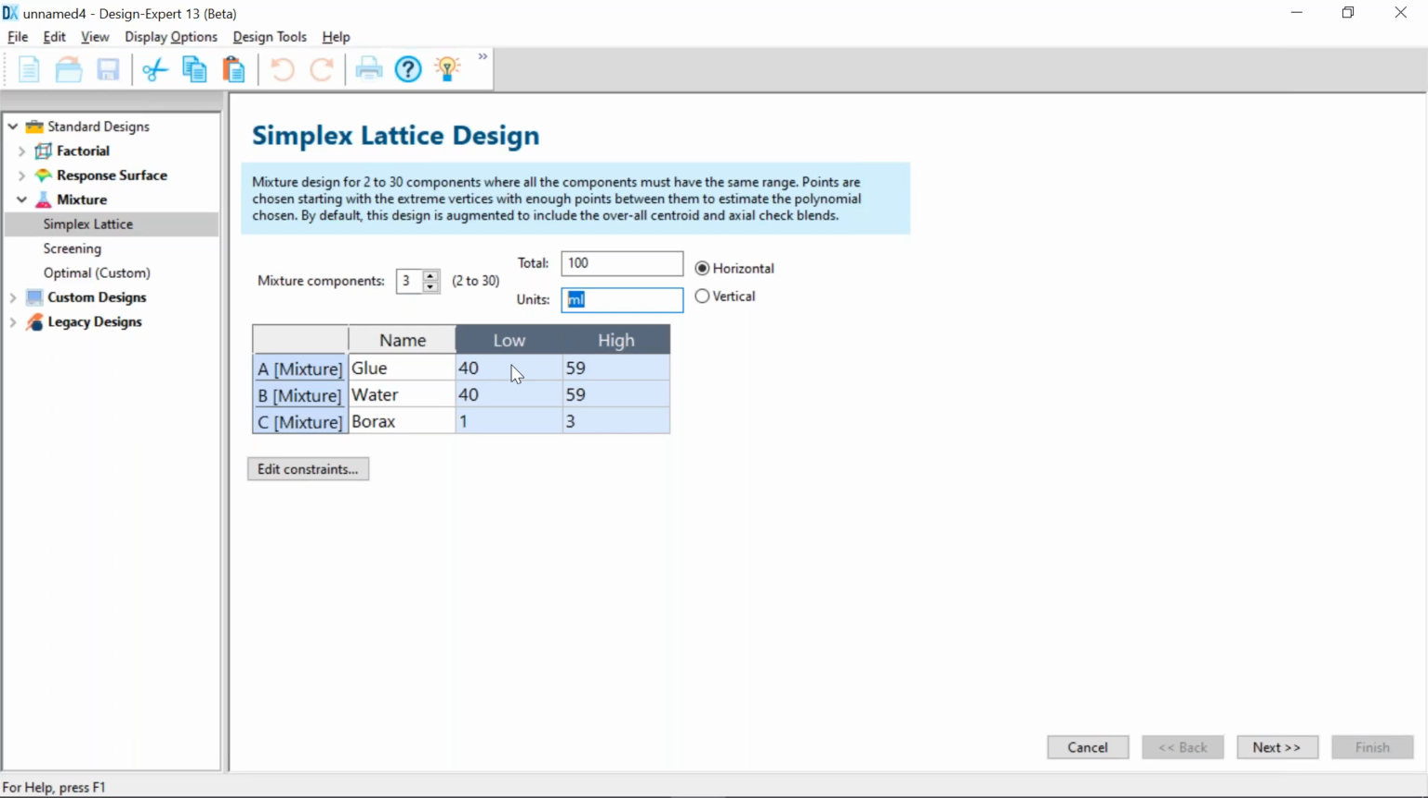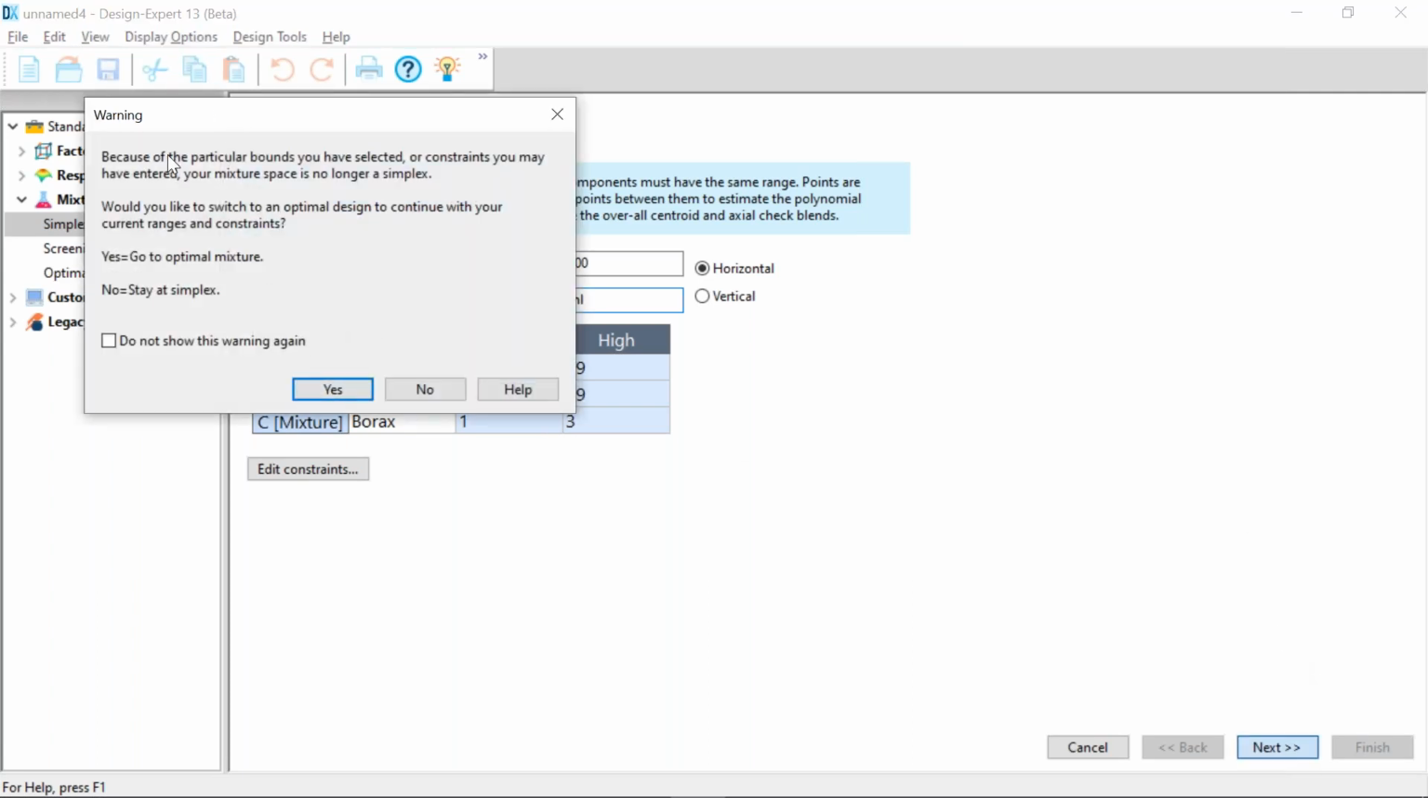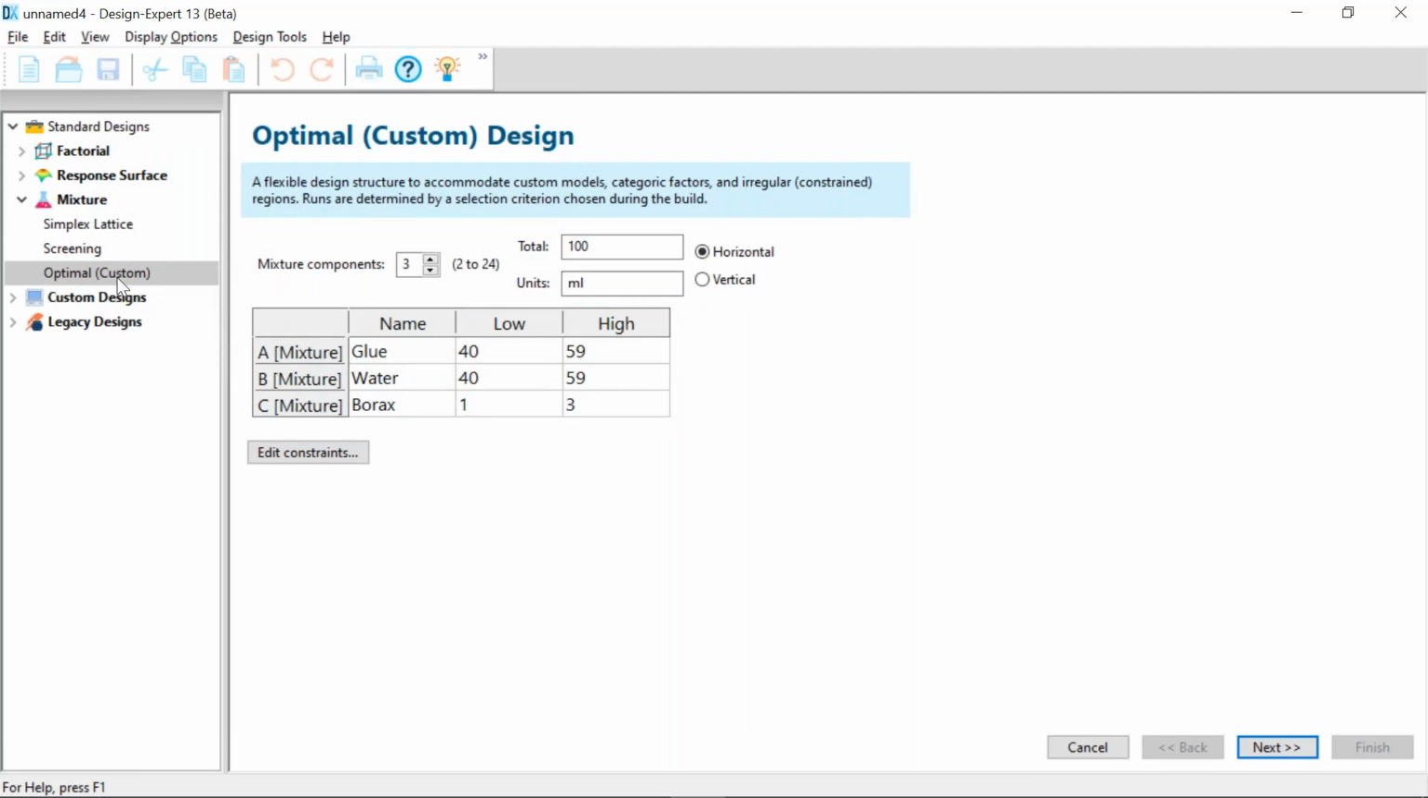And there's actually a good start here with what's called a simplex lattice. If the ranges are all equal, that might work and form an equilateral triangle. But if you enter something like this in and it doesn't fit the triangle, the program will warn you that because of the particular bounds you've selected, you're going to have to switch to a non-simplex type design, which would be what we call an optimal custom design.